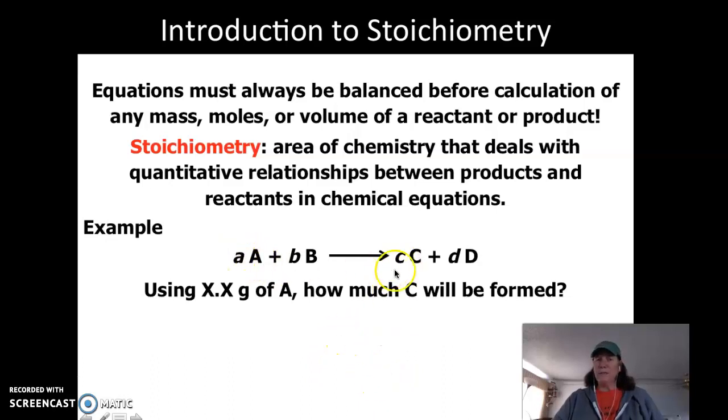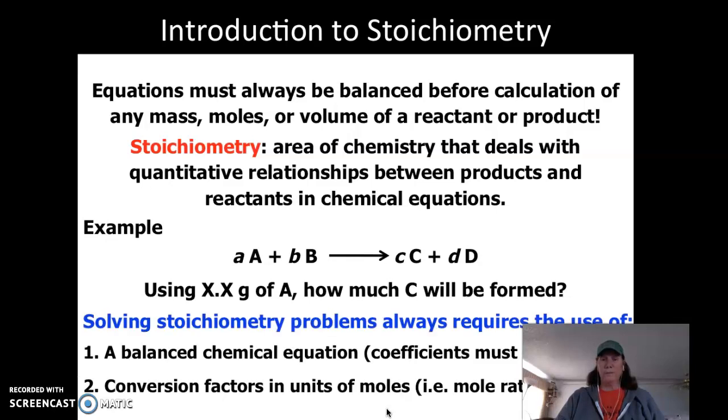And I'm talking about the numbers, the coefficients. Those are from the balanced equation, and they determine your moles of each. And then when we use them, it's called the mole ratio. Okay. So stoichiometry problems require a balanced equation. Always. If you don't have a balanced equation, you can't do it.